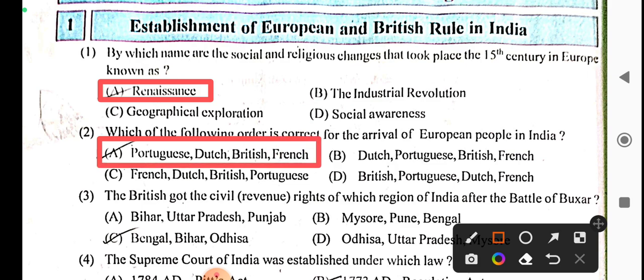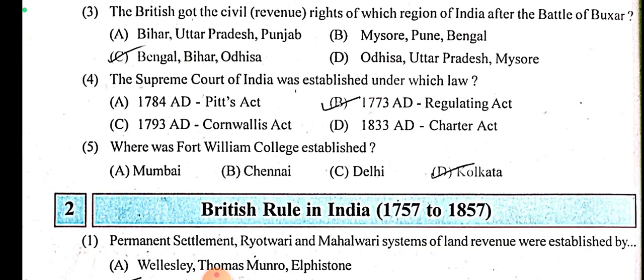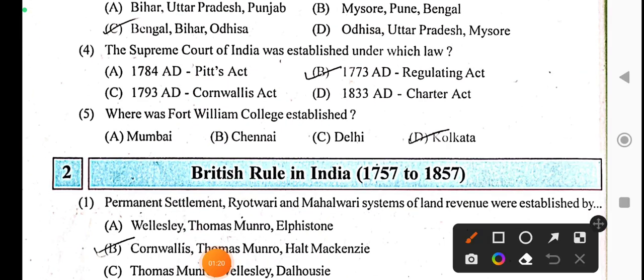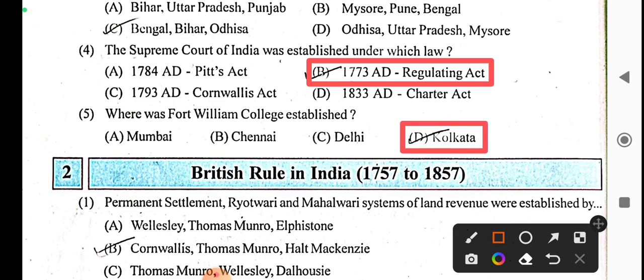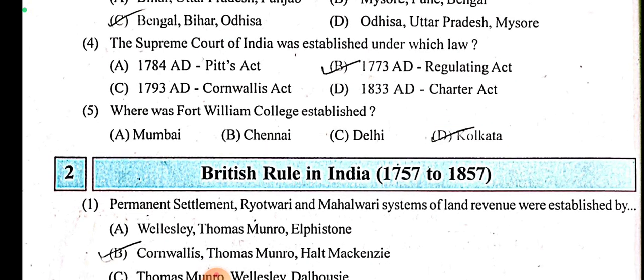The British got the civil right by which region of India after the Battle of Buxar? Bengal, Bihar and Odisha. The Supreme Court of India was established under which Act? 1773 Regulating Act. Where was the Fort William College established? Calcutta.